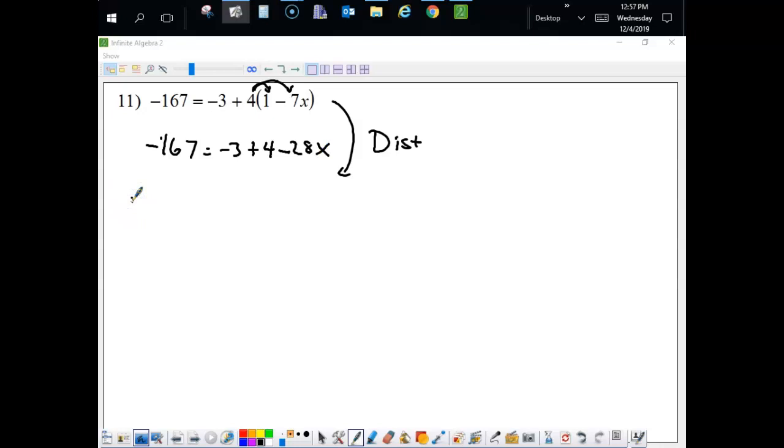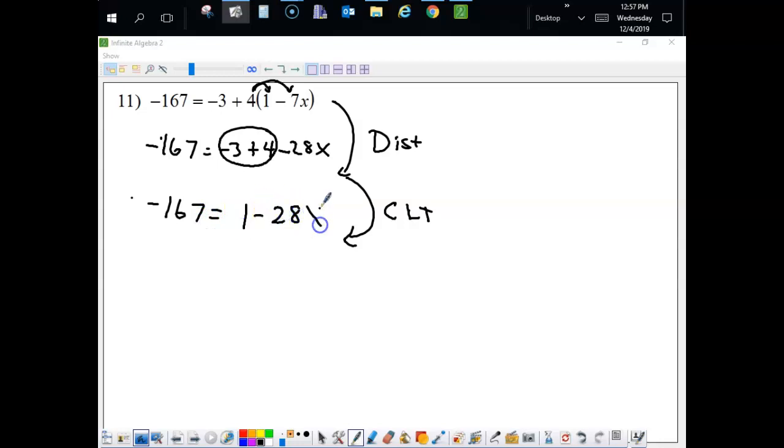Combine like terms. In this case, these are my like terms, right? So 4 and negative 3 makes 1. Now what? Good. And we call that solving, right? So minus 1 on both sides. And that's negative 168.